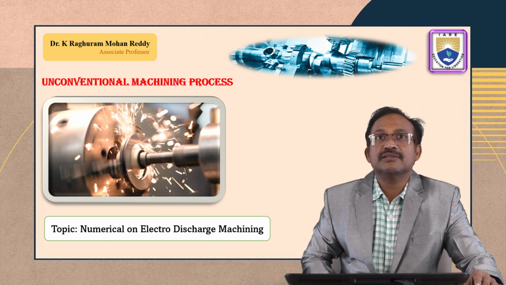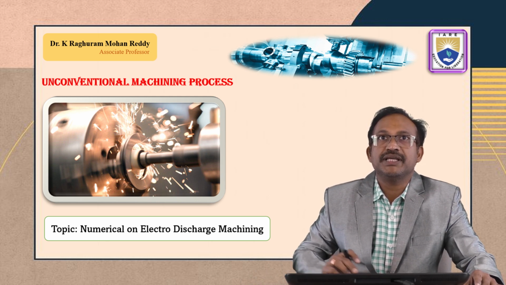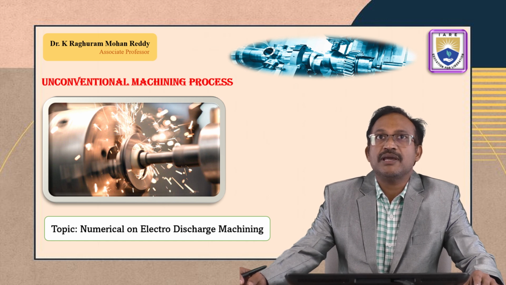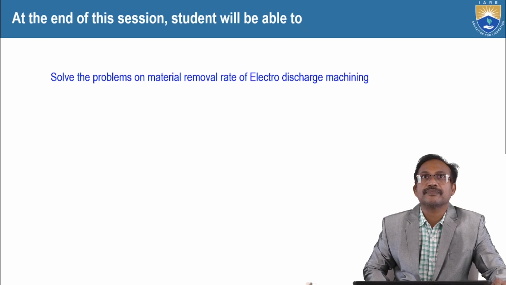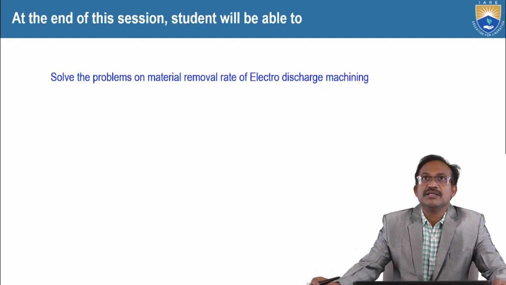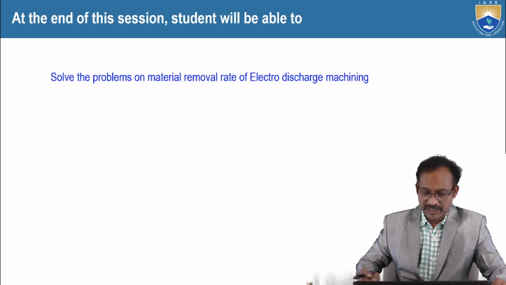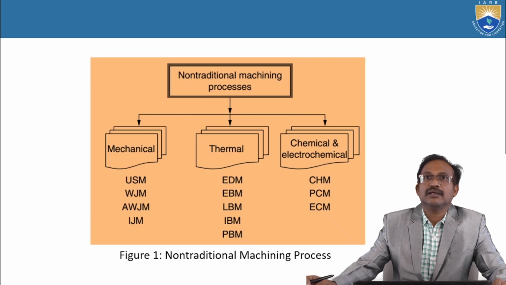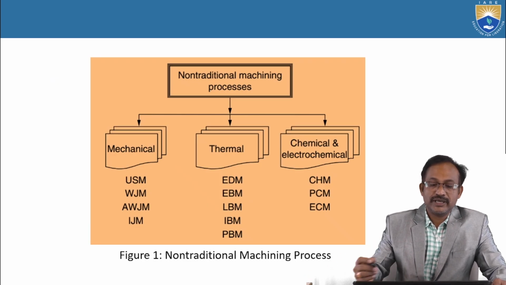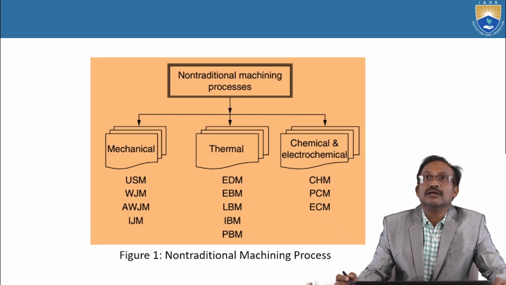The course name is Unconventional Machining Process. The topic name is Electro Discharge Machining Problems and Solutions. At the end of this session, students will be able to solve problems on the material removal rate of electro discharge machining. Now, before we discuss the problems, let us see the non-traditional machining processes.